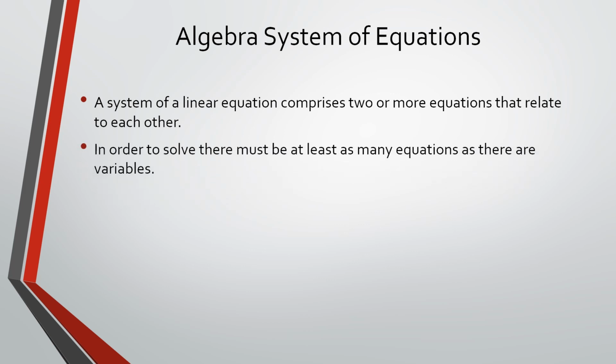And I don't think it has to be termed linear equations, but maybe that's the complete term. So in order to solve, there must be at least as many equations as there are variables. If we have two variables we're trying to solve, two unknowns, we have to have two equations to represent those in the system of equations. If we have four variables, we need four equations.